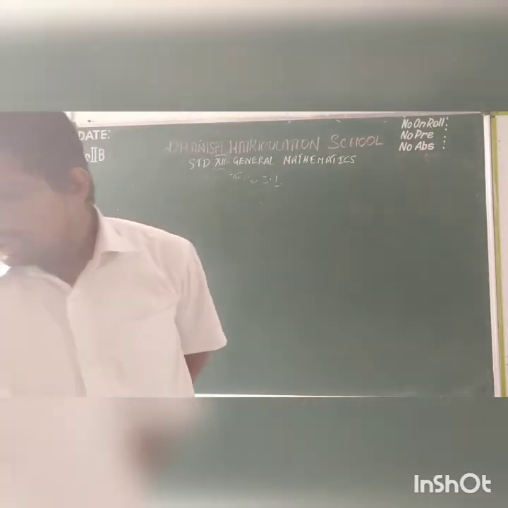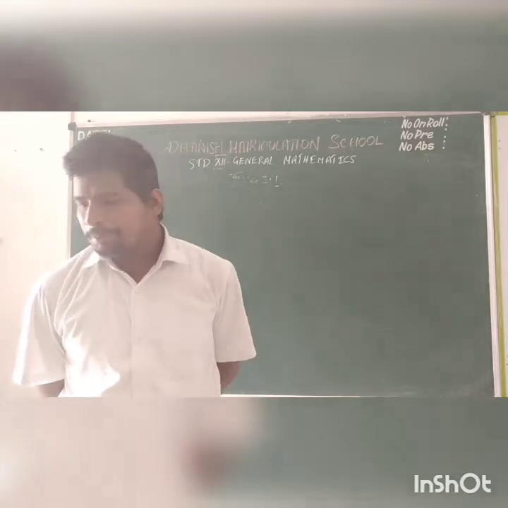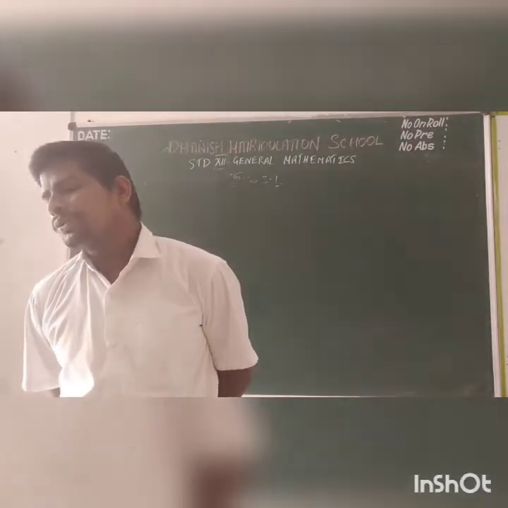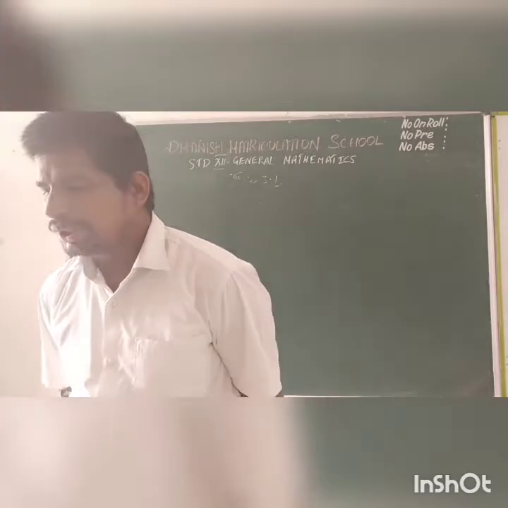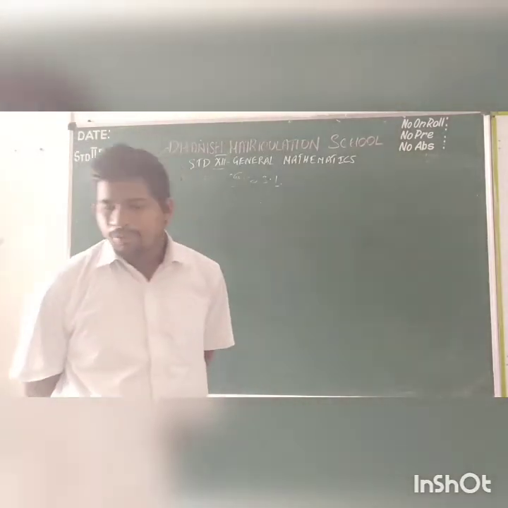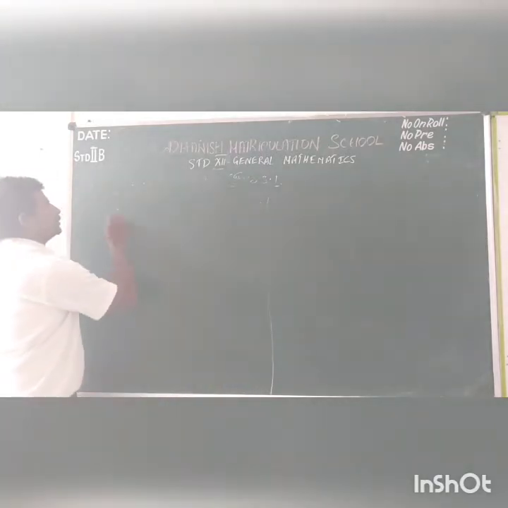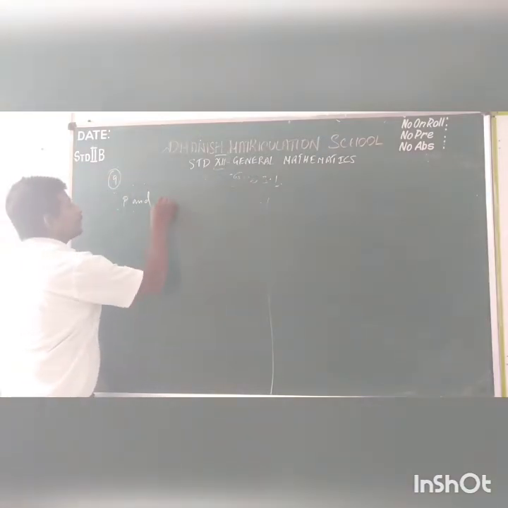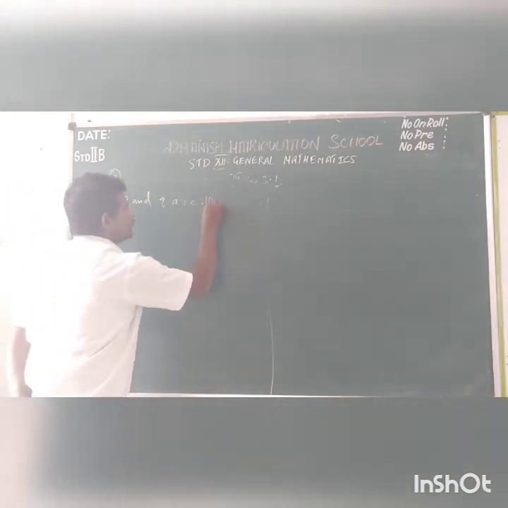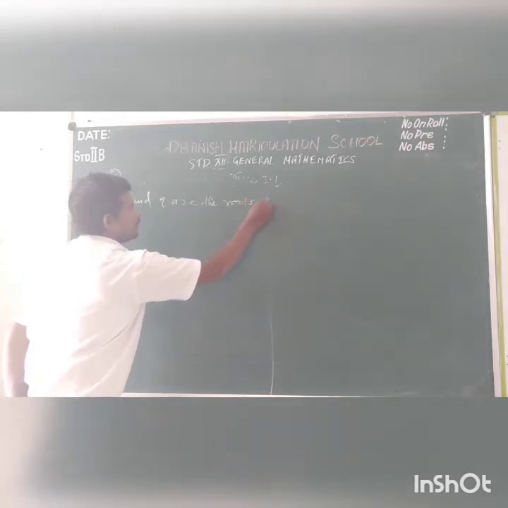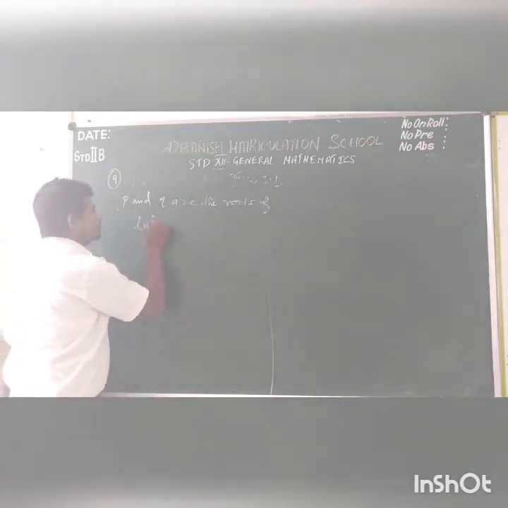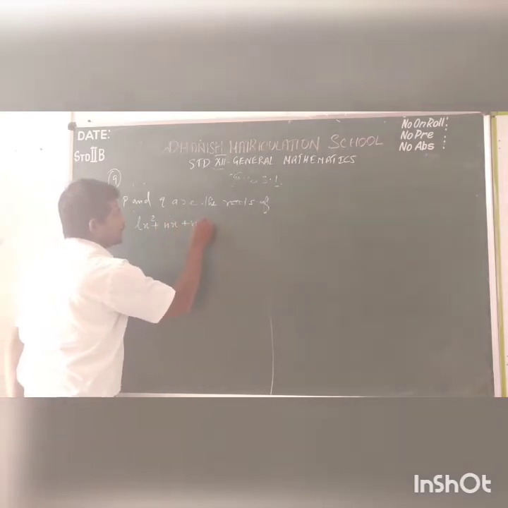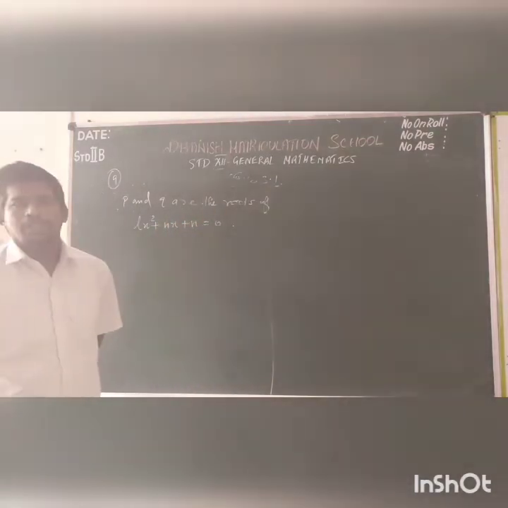Here we are going to show root P by Q plus root Q by P plus root N by L equal to 0. For that, what's our given information? P and Q are the roots of Lx square plus Nx plus N equal to 0. This is our given information.